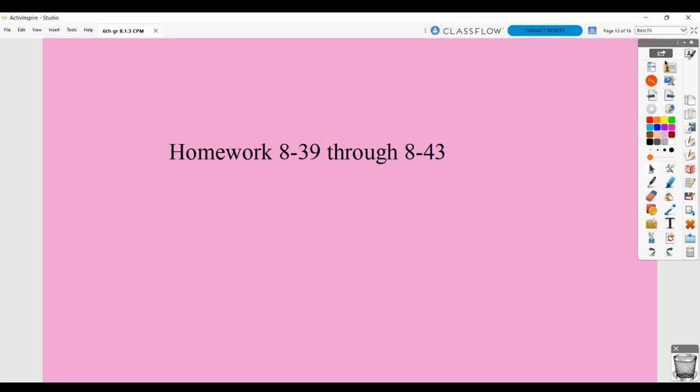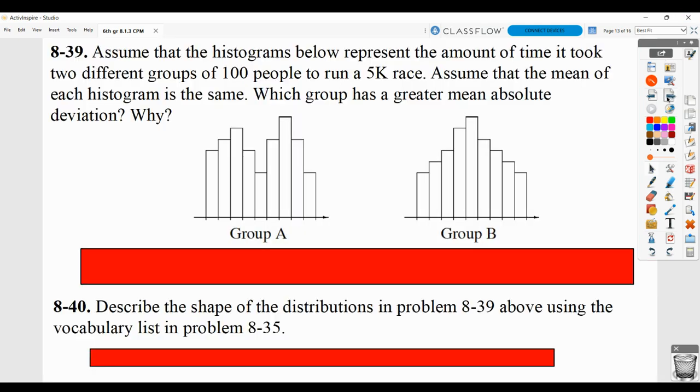This video is to allow you to correct your homework from section 8.1.3, problems 839 through 843. So they want you to assume that the histograms below represent the amount of time it took two different groups of 100 people to run a 5K race. Assume that the mean of each histogram is the same. Which group has a greater mean absolute deviation and why?